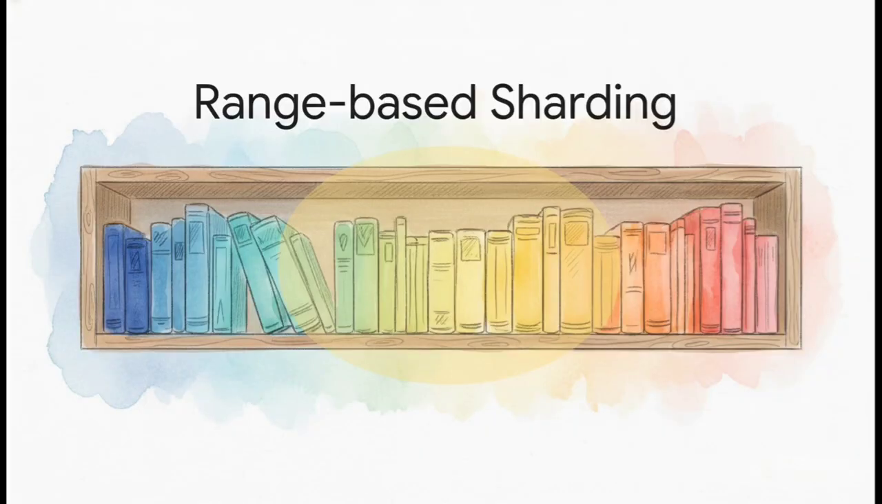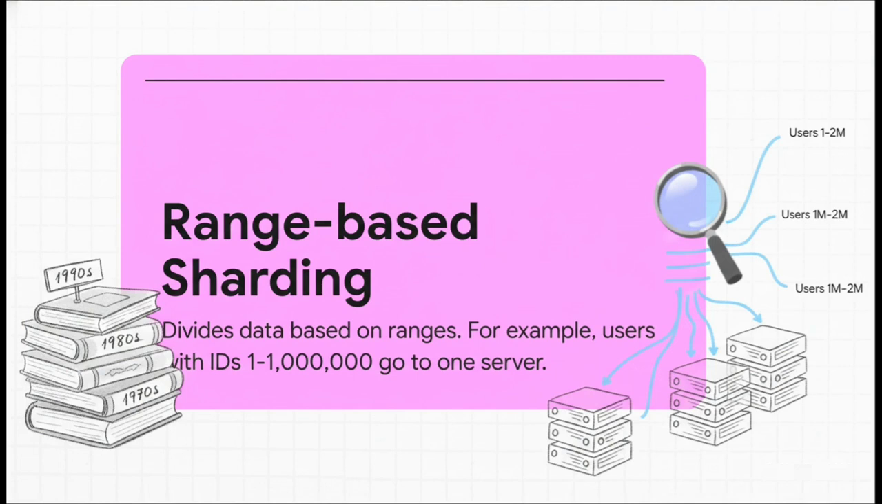All right, let's dive into our first strategy. It's the most straightforward one, and it's called range-based sharding. As the name kind of suggests, it is all about organization. So with this strategy, you divide your data based on a continuous range of values. For instance, all your users with IDs from 1 up to 1 million, they go on the first server. The next million go to the second server, and so on.